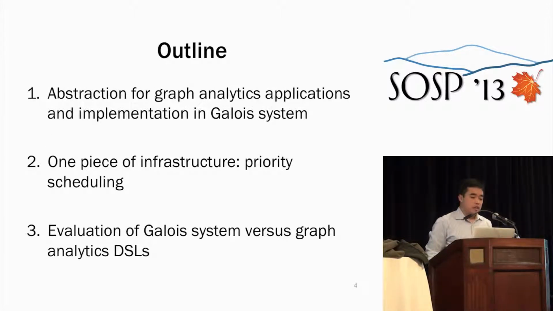The outline of my talk is in three parts. First, I'm going to describe an abstraction for graph analytics applications and its implementation in the Galois system. Second, I'm going to describe one improvement to the Galois system that we did for graph analytics, namely priority scheduling. Third, I'm going to evaluate applications written in the Galois system compared to applications written in various graph analytics DSLs, and we're going to look at their performance.